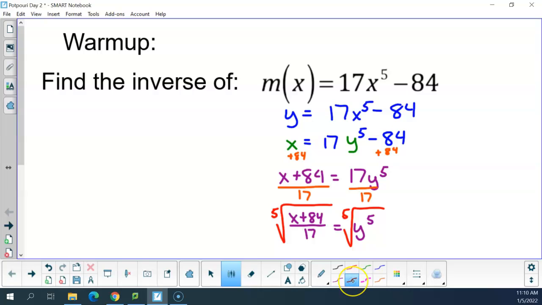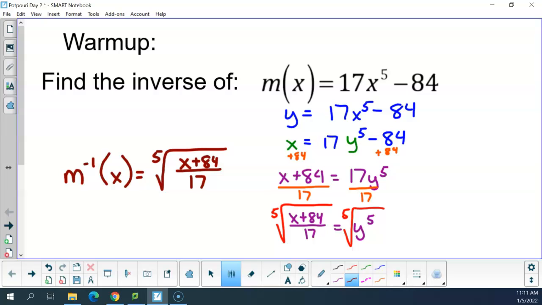Okay. Last step: change it to M of x, M of -1. So the inverse of M is the fifth root of x plus 84, all divided by 7. Yes? Yep. Okay.